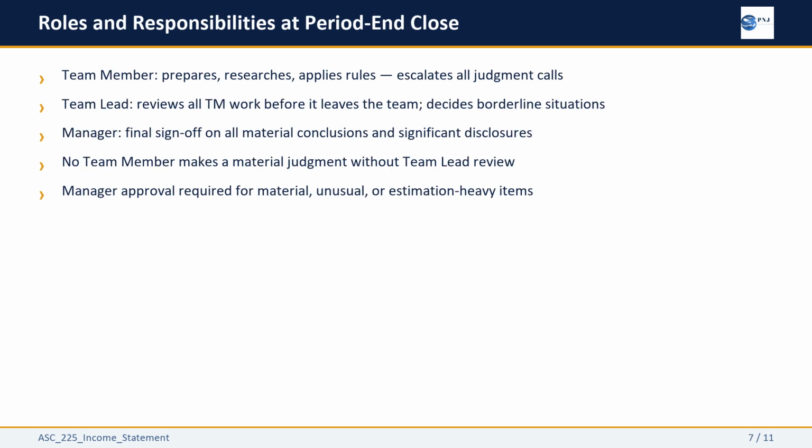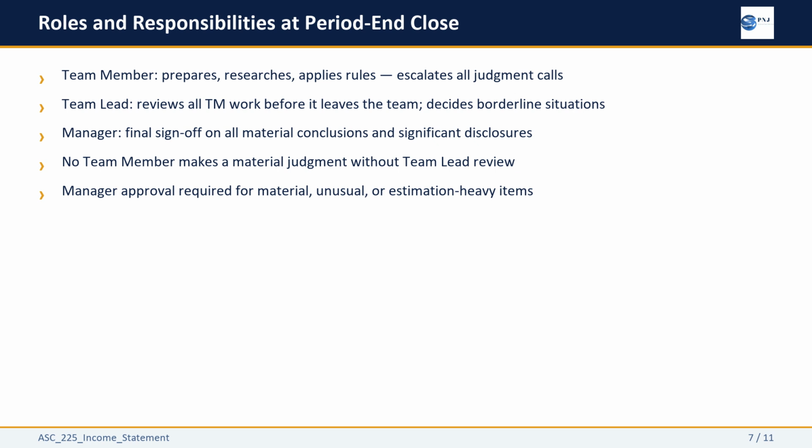Effective internal control starts with clear role boundaries. The team member performs initial preparation, data entry, and application of handbook rules at every period close. When a situation is borderline, unusual, or not clearly covered, the team member escalates. The team member never makes a final call on a material accounting judgment alone.